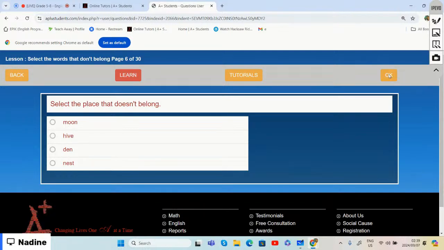We will end in 6 minutes' time. All right, so we need to select the place that doesn't belong. We have moon, hive, den, or nest. Moon, hive, den, or nest. The place that doesn't belong.